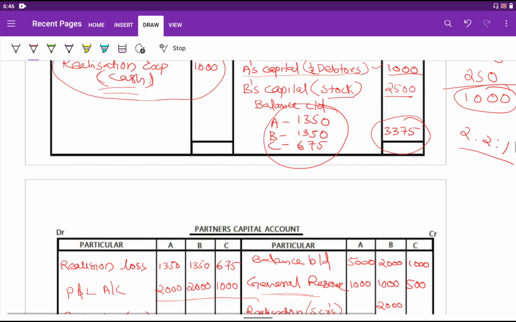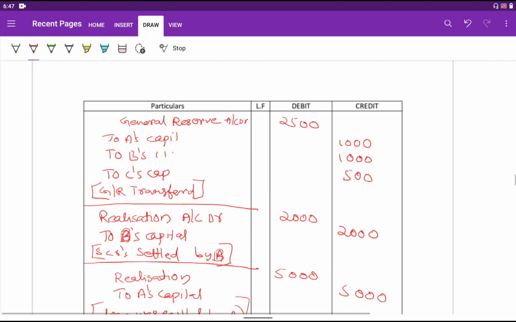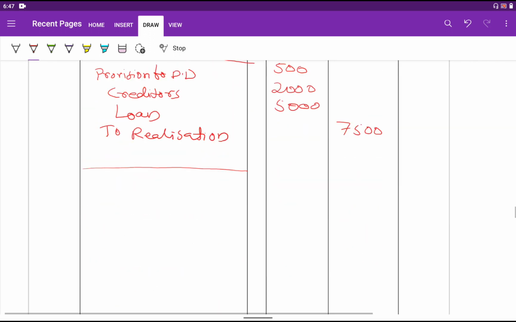This is coming as cash, right? So we want to include the cash. We settle through cash, right? So we will write cash on the credit side. So we will write realization expense account debtor to cash. Okay, that is the journal entry: realization expense account debtor to cash.